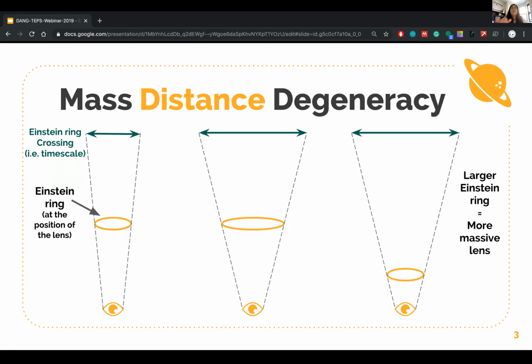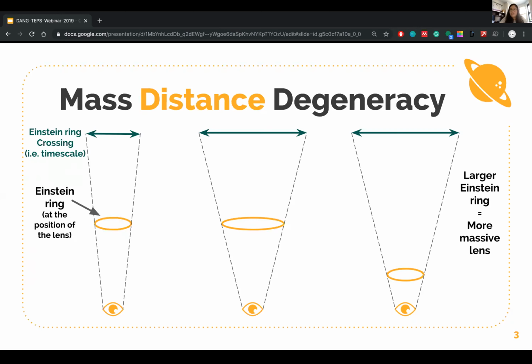In the second case, I have a lens that is more massive than the first one, and therefore the Einstein ring of this object will be larger, and the timescale of the event will be longer. In the last case, on the right, you have a lensing object that is less massive, but this time it is located much closer to the observer than the two previous ones. But you can see that the timescale is very similar to the one in the middle for a more massive lens. And this is where this mass-distance degeneracy comes from.